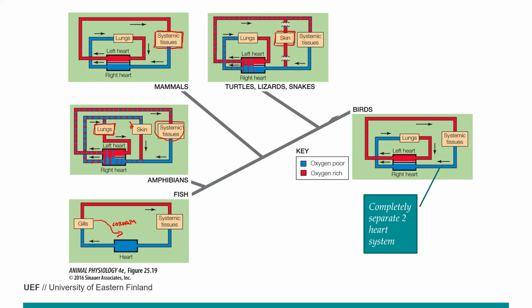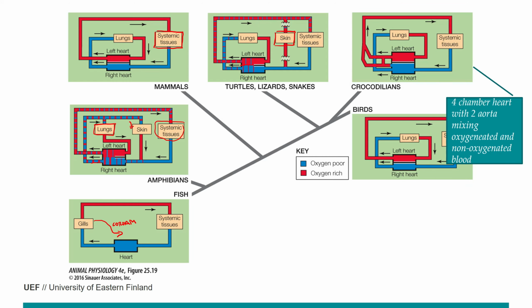Then, of course, the birds are pretty much similar to mammals, so it's a completely two separate heart system. But one exception is the crocodiles. So the crocodilians have a 4-chamber heart, but there are a lot of these tubes over here. So they actually have two aortas, and these aortas are mixing the oxygenated and the non-oxygenated blood.